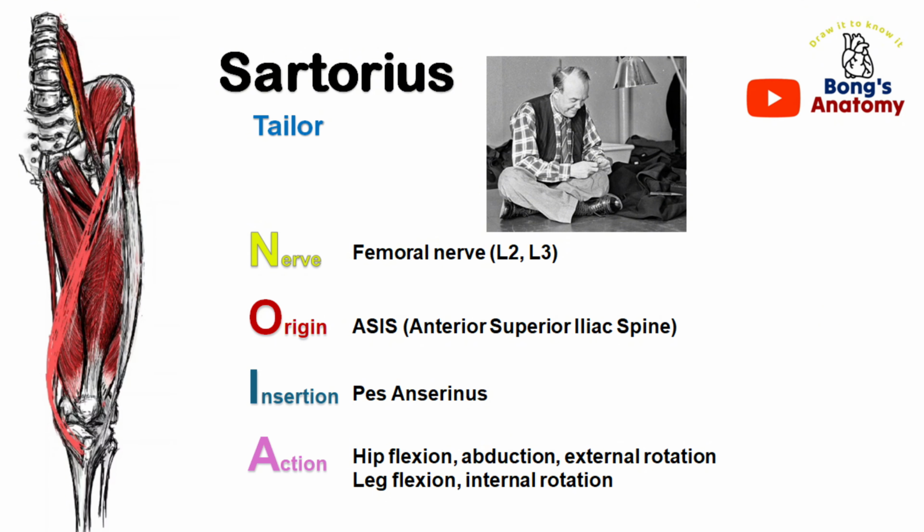Sartorius is called the tailor muscle because tailors sit in that way, and the function is exactly the same. Hip flexion, abduction, external rotation, and knee flexion, internal rotation. It originates from the anterior superior iliac spine and inserts into the pes anserinus.